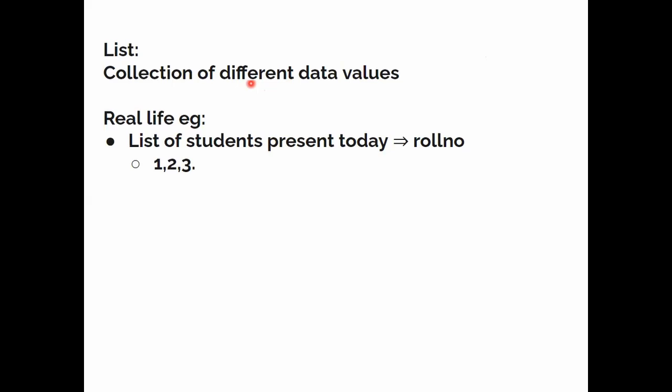I will share the link in the description box so you can go and check the video if you have not previously watched. Now, we will take one real life example of calling the students who are present today. For that, I will call the roll numbers, like roll number 1, 2 and 3. I have noted them by putting the comma. So this will create a list for me.